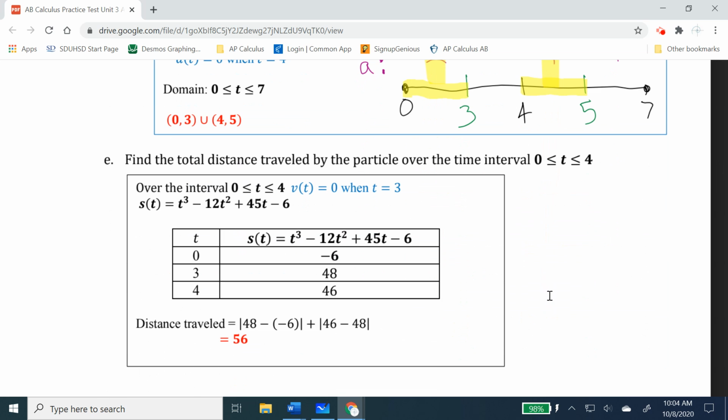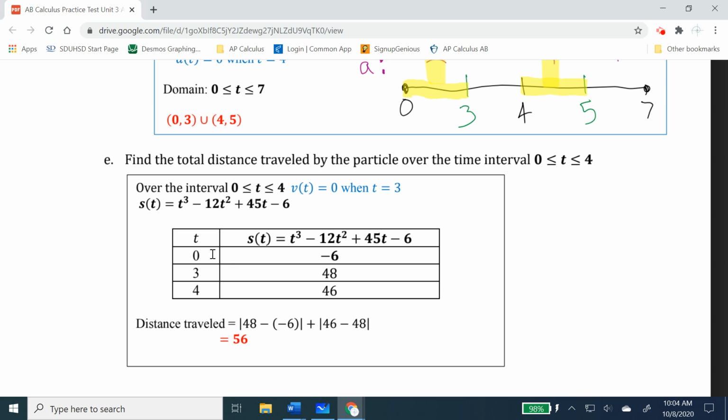Then for total distance traveled, go back to velocity and look at when velocity was 0, because you've got to find how far did I move when I moved in the positive direction? How far did I travel when I moved in the negative direction? So this one is giving just a time interval from 0 to 4. So you've got the beginning of that time interval, the end of that time interval, and any time that velocity is 0 between those times.